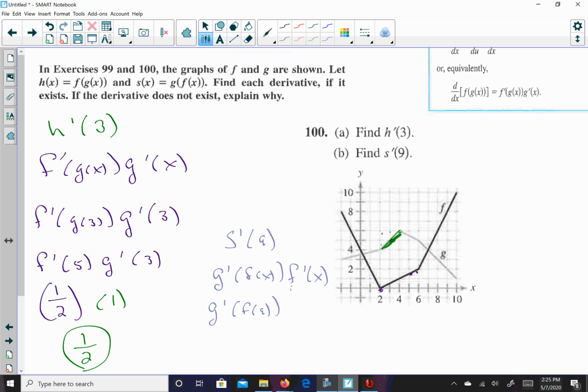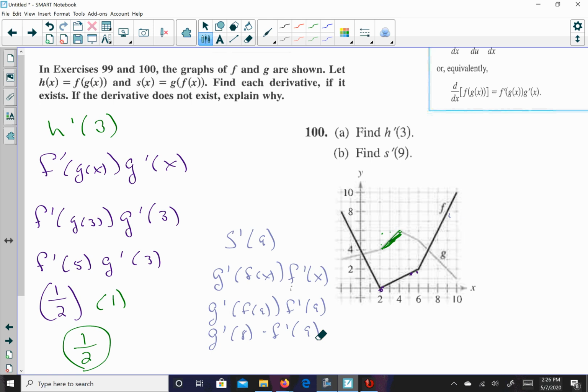I think it makes it so much easier if you actually take the time to write it like this, but what do I know? I've only been doing it for 30 years. Okay, so I'm taking the f of 9, so I find f of 9, so here's 9, go up to f of 9, and that looks like it's about 8, so I want the derivative of g at 8 times the derivative of f at 9.